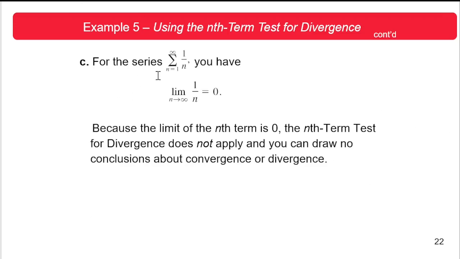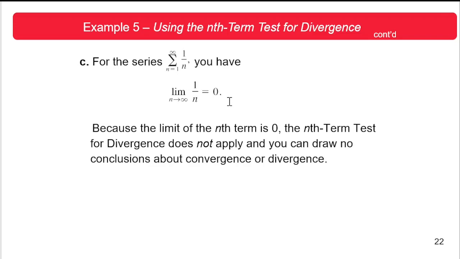Another example, suppose you're given the summation of 1 over n, where n is from 1 to infinity. To check whether this series converges or diverges, we have to evaluate the limit of the n-term. The limit of 1 over n as n approaches infinity is equal to 1 over infinity, which is 0.